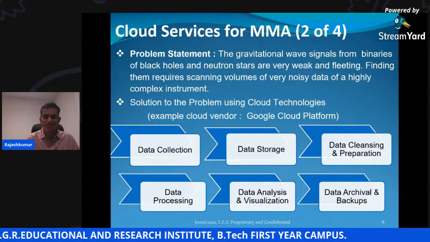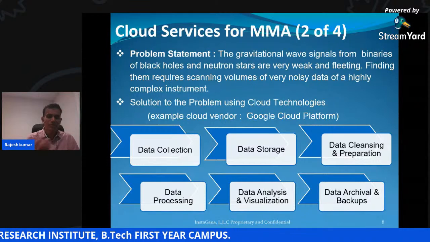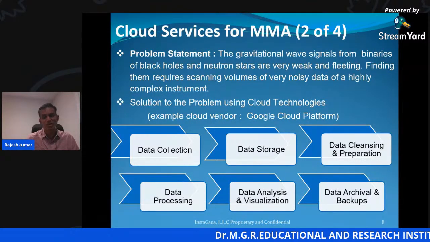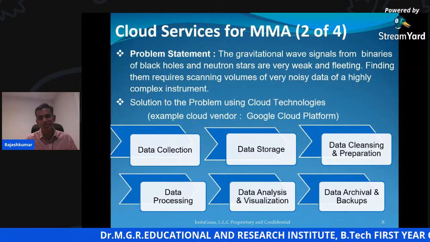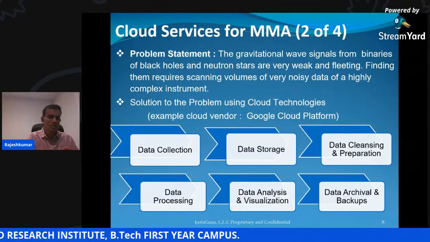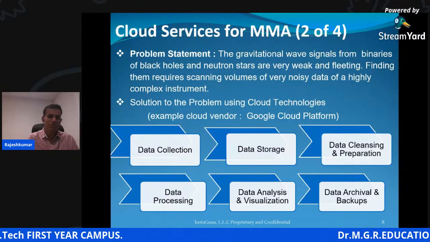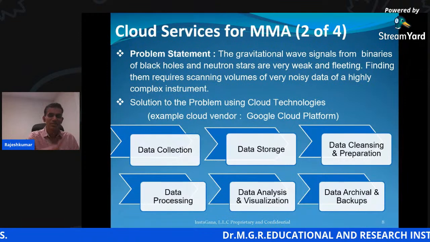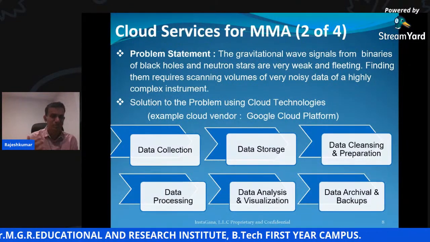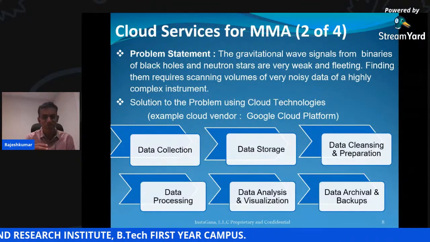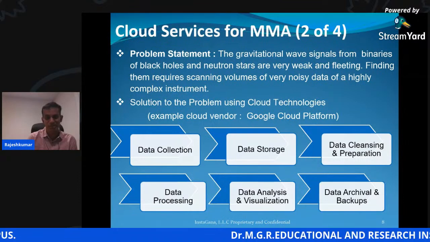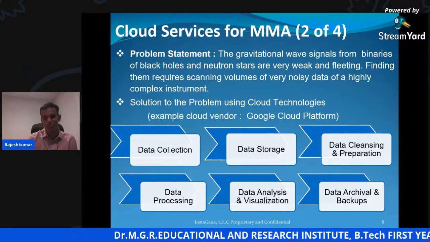How do you cleanse the data? You just have to figure out what data is meaningful, what signals are meaningful, what signals are not meaningful. How do you prepare the signals? How do you pre-process the signals? How do you make some information? How do you tag the signals? Which signals are from neutrinos? Which signals are cosmic waves? Which signals are gravitational waves? So you classify them, you categorize them. All these things will be really helpful before it goes to the processing.